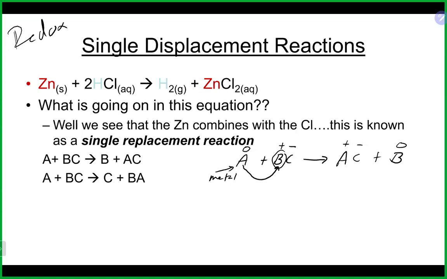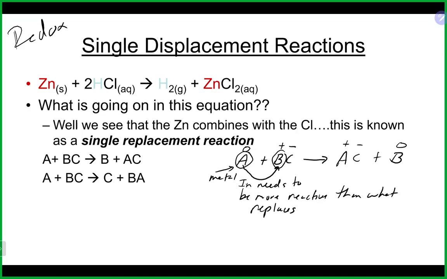And really, in order for this reaction to take place, whatever is coming in needs to be more reactive than what it replaces. So if this A is more reactive than B, this reaction will take place. If A is less reactive than B, it will not take place.